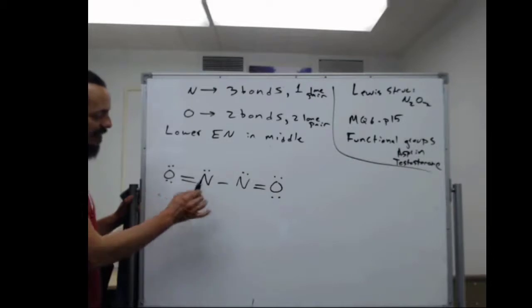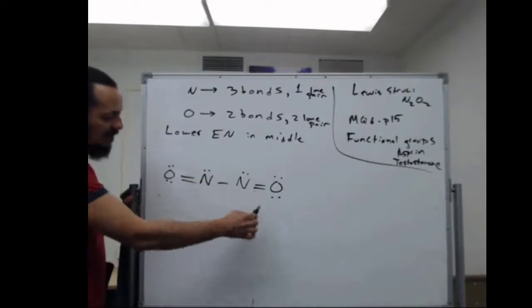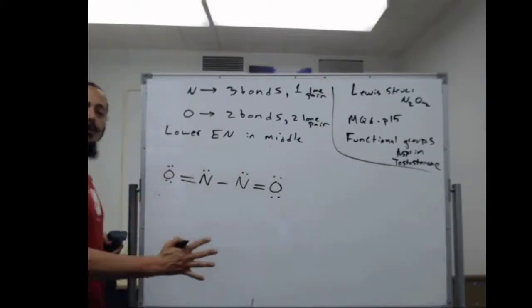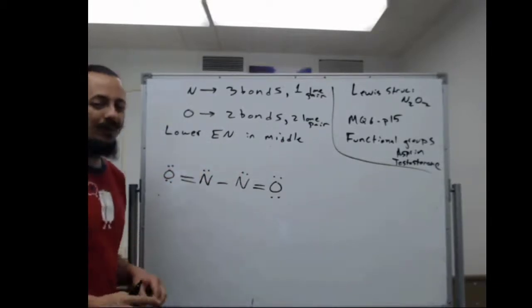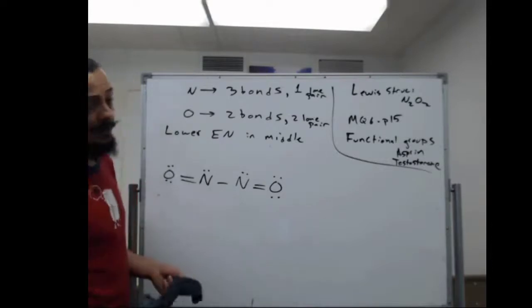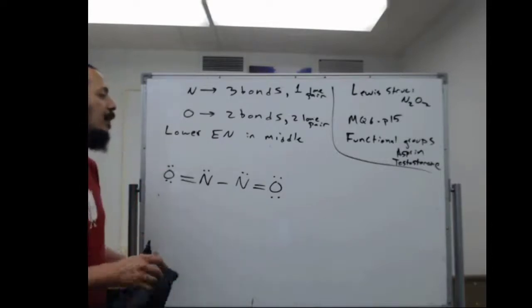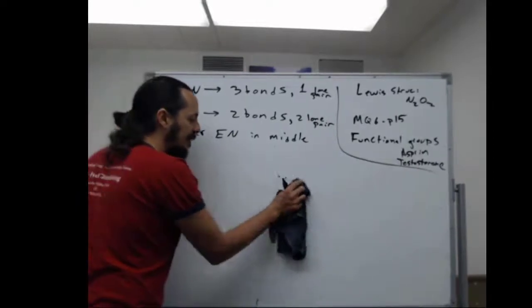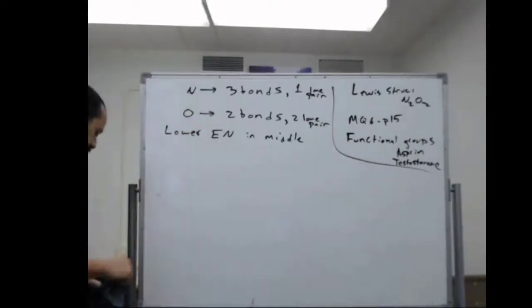2, 4, 6, 8. So if we use these simple pieces, we'll always make a good structure. Whether it's actually something that exists or not is a different question. Let's do this the formal way and see if we get the same idea.